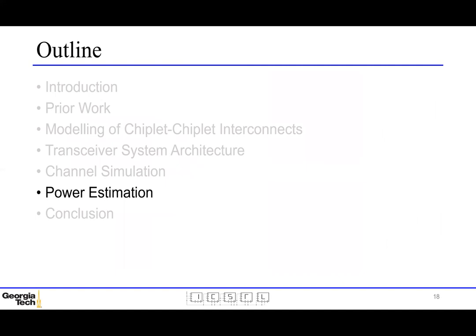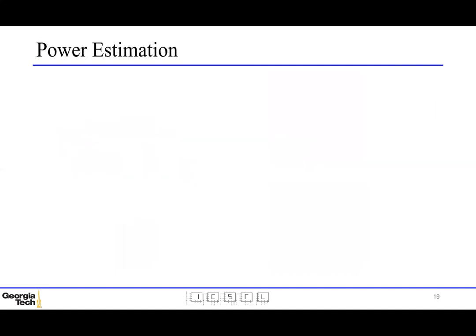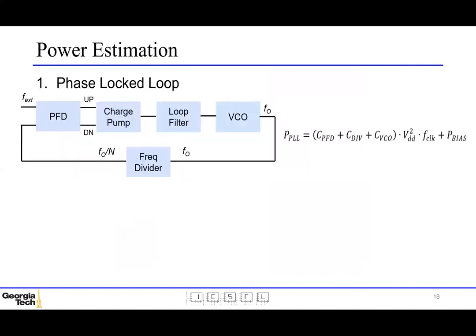Looking at the power estimations, the main component of the system is the PLL. We consider a non-differential 5-stage VCO along with the phase frequency detector and a series of TSPC flops and TG muxes acting as frequency divider. If P_bias is the power of the bias circuitry, C_PFD, C_DIV, and C_VCO are the total capacitances of the phase frequency detector, frequency divider, and the voltage controlled oscillator, then the PLL power is given by this expression.